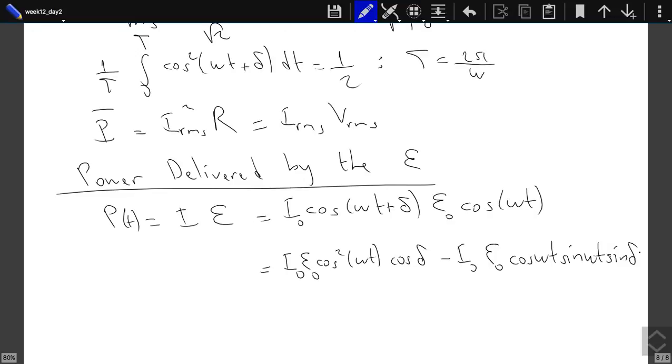Now again we can define the average power. The average power will be I0 epsilon 0 over 2 times cosine delta. If you just do the averaging over one period of the second function, it just gives you 0.